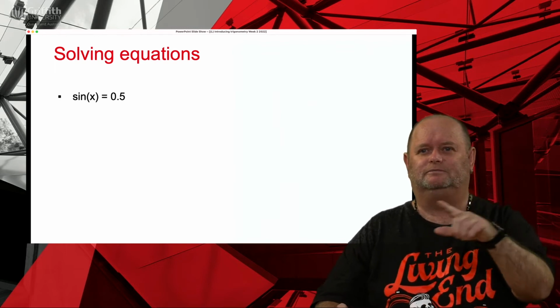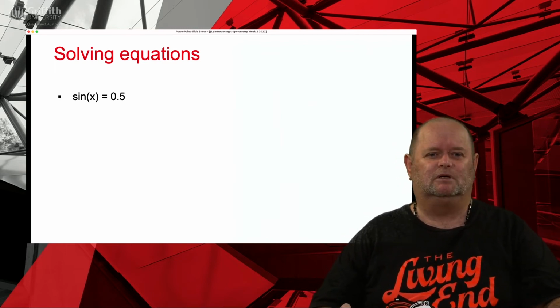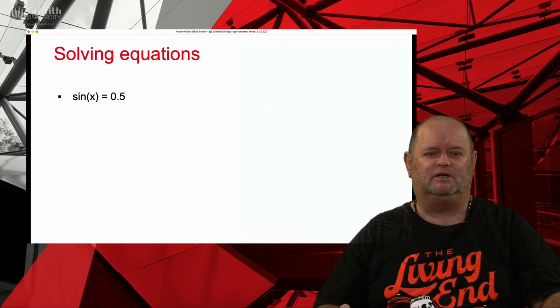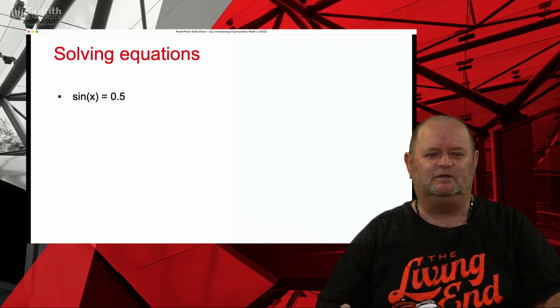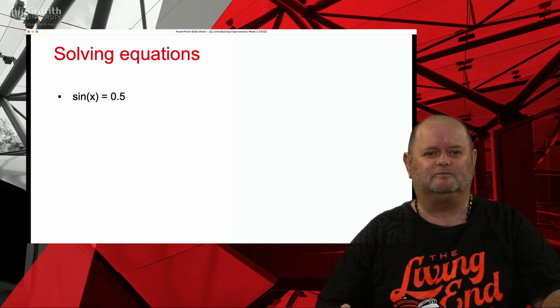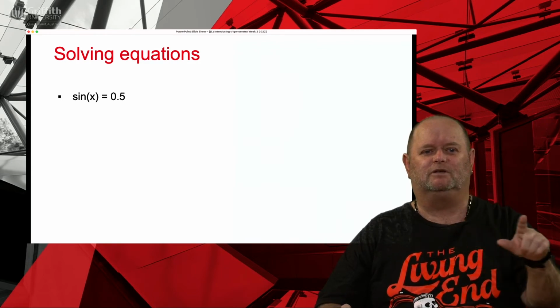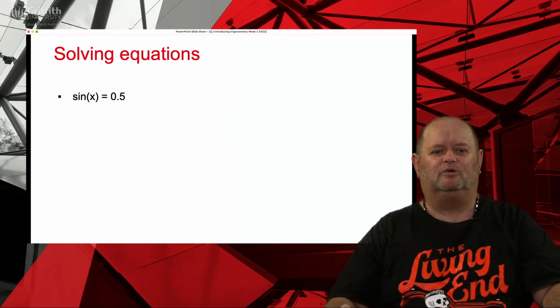Sine of, 0.5, what's that? Pi on 3, isn't it? Sine of pi on 3 is 0.5. So that, sine of pi on 6 is 0.5.